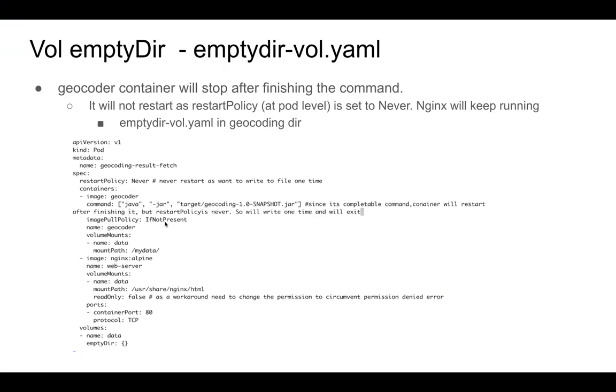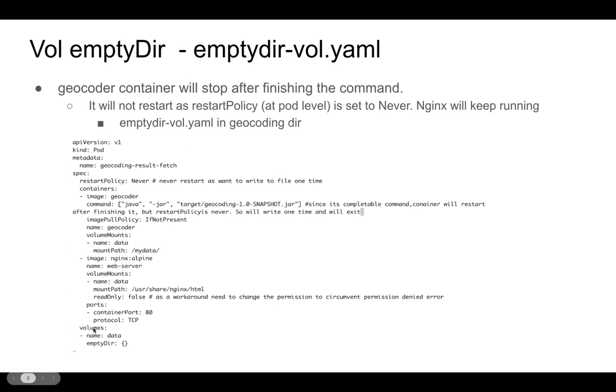For image pull policy, I already have this image, geocoder. So I'm saying IfNotPresent: if I don't have the geocoder image locally, then try to get it from the Docker repository. The name is geocoder, of course. Then the volume mount, which is the topic we are discussing today. This is the name of the volume, data, and the mount path is this.